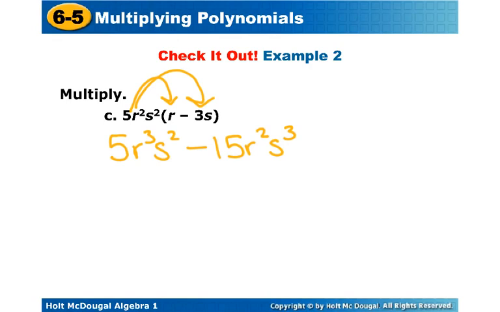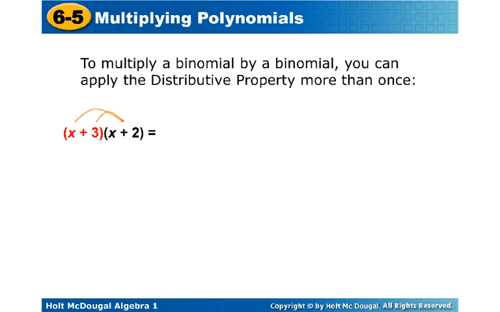What we're going to do right now is get into this next part, which is multiplying a binomial by a binomial. Now remember, a binomial has how many terms? 2. Good. So it has 2 terms. So you're taking 2 terms times 2 terms. So what we're going to look at right now is this example, okay? And it's in your notes for you guys.